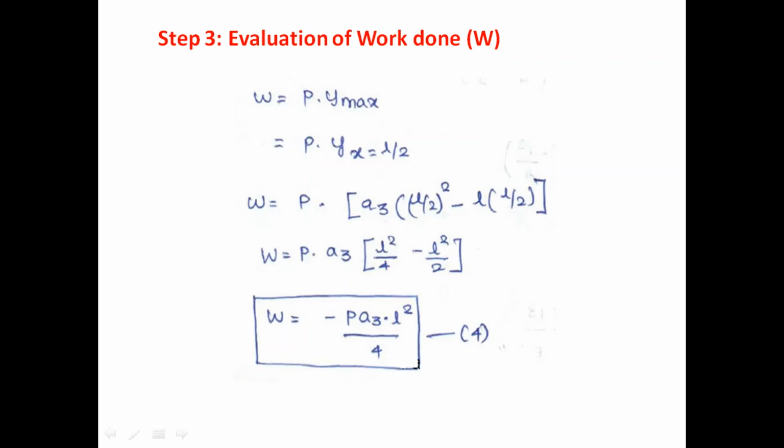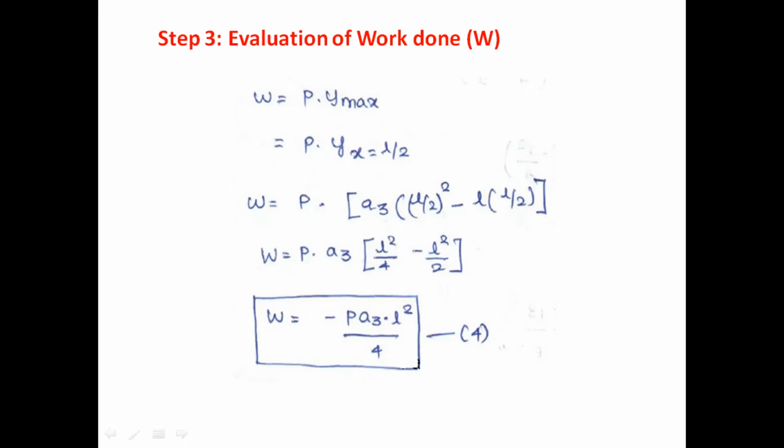Here, for a simply supported beam, the maximum deflection will occur at the center of the beam. So Y max is nothing but Y evaluated at x equal to L by 2. Now, what is the expression for y? The trial function is a3 times (x square minus Lx). In that expression we have to substitute x equal to L by 2.